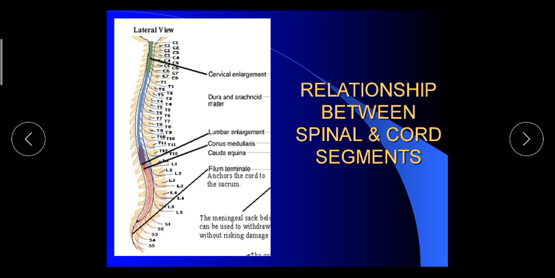So you can note that at the L1 level the spinal cord has ended, and below that you find only the cauda equina; only the roots are present.